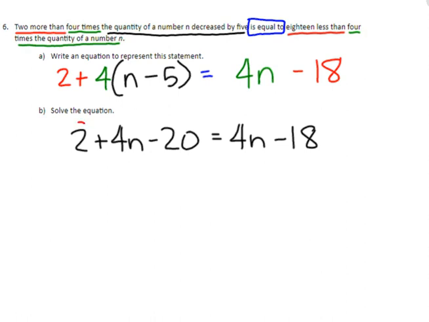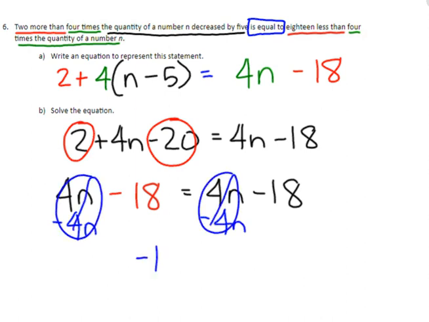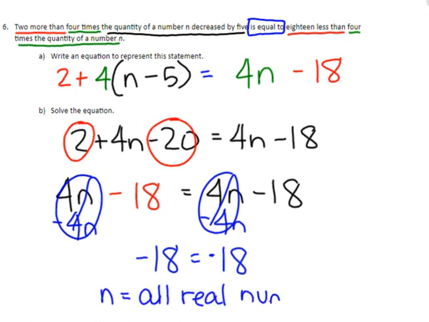Okay, combining like terms, 2 and -20 is -18. Again, there are other correct steps first, as long as it comes out the same way. Next, I'm going to subtract 4n from each side. And I'm left with -18 equals -18, which is a true statement. My variable has completely canceled out. So that means my variable is equal to all real numbers.